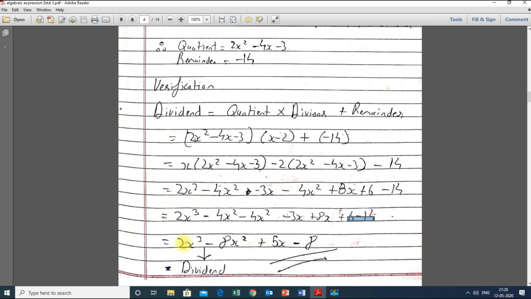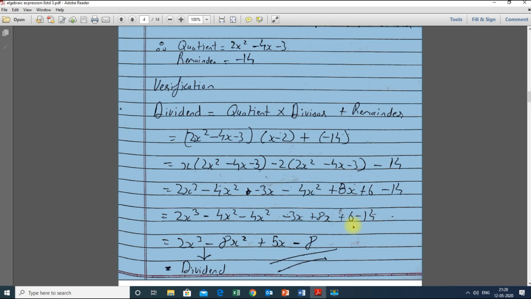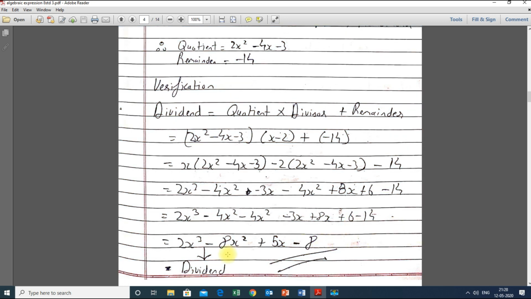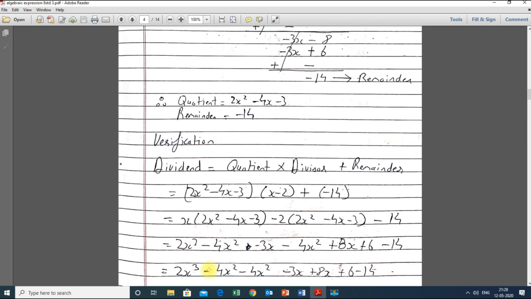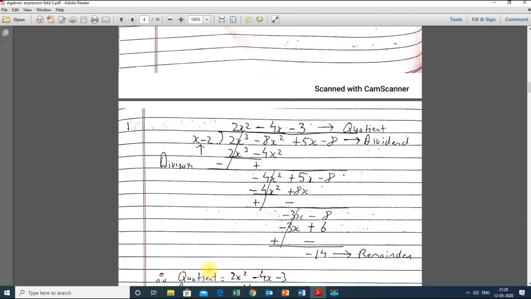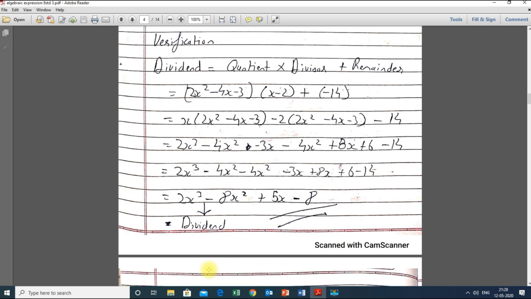Now 2x³ will come as it is. −4 −4 is −8. −3 plus 8 is plus 5, so 5x. And −8, because over here plus 6 minus 14 is −8. Therefore the final answer is this. So you can check, you can verify. Whatever dividend they have given to us, that is 2x³ − 8x² + 5x − 8, I got the same answer over here. Therefore I can say my division is right.